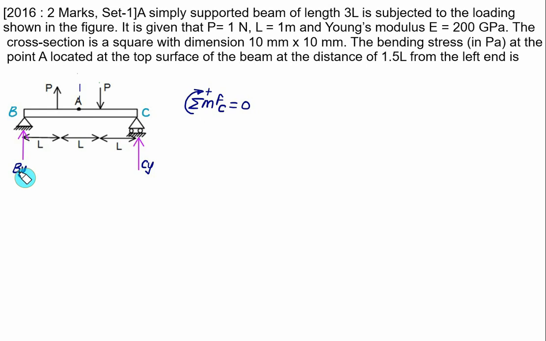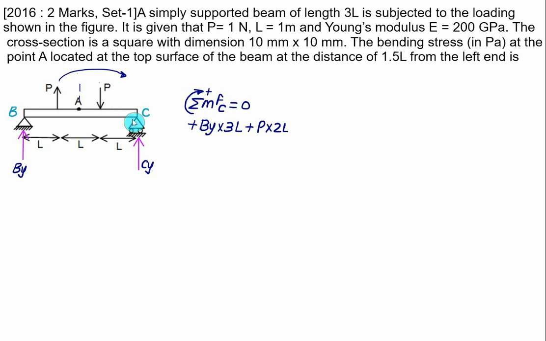The moment of By about C will be clockwise. Clockwise is positive. We have force equal to By, and distance equal to 3 times L. The moment of this force about point C will be clockwise, and clockwise is taken as positive. We have force equal to P, and the total distance of this force from C is equal to 2L.